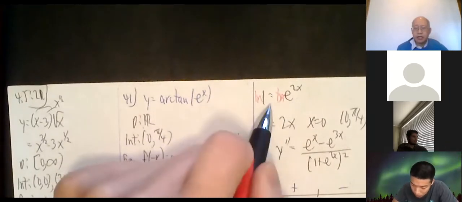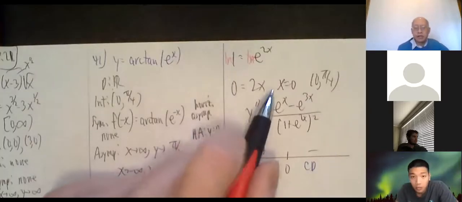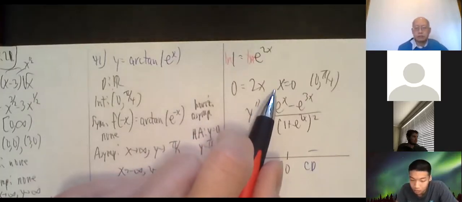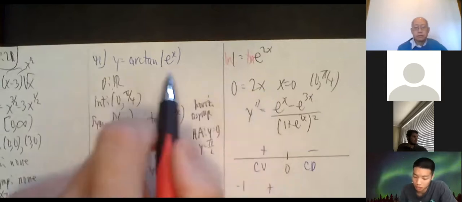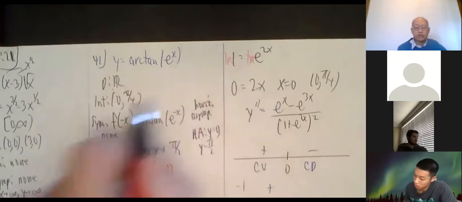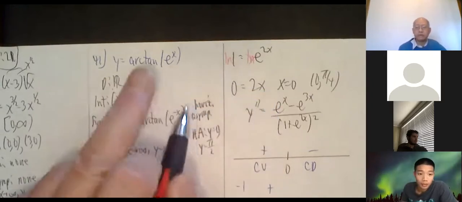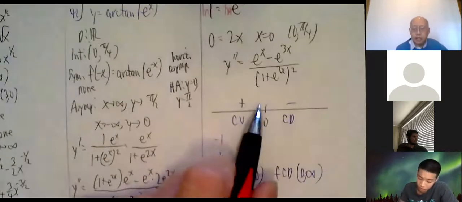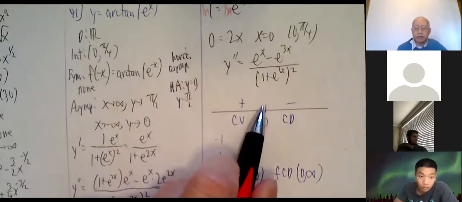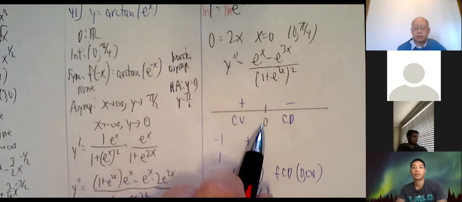Take the natural log of both sides. ln of 1 is 0. 0 equals 2x. X equals 0. And we already have that point. When x is 0, y is pi over 4. So I do a sign chart analysis for the second derivative. Lay down 0.